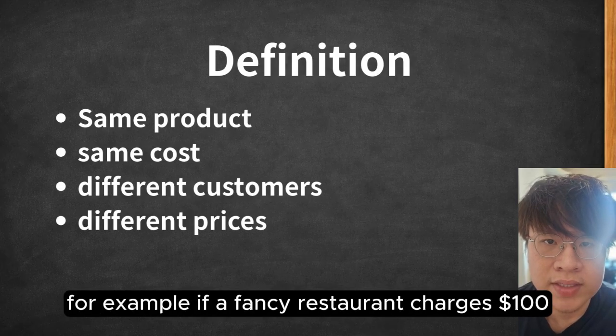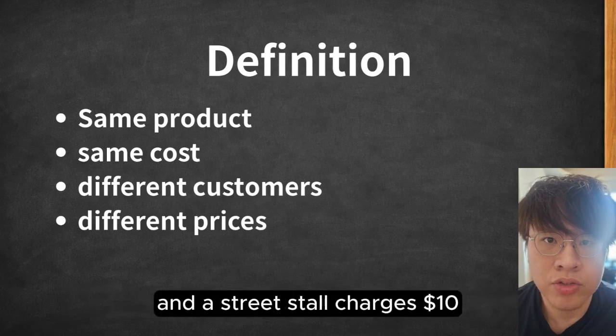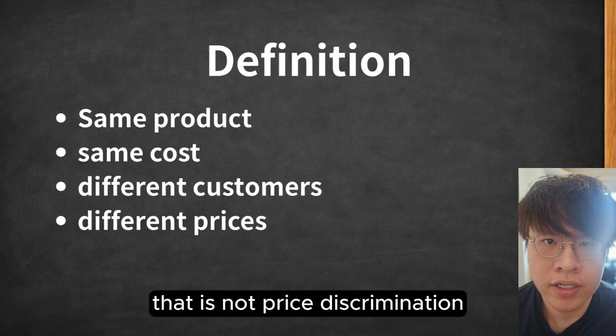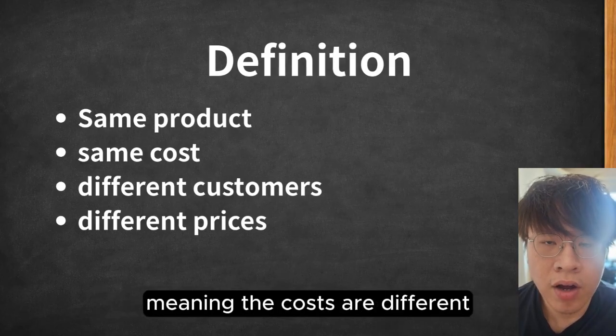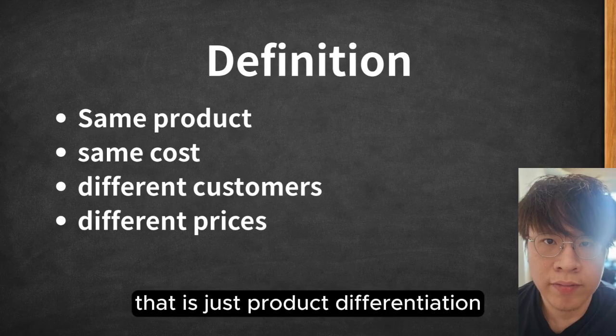For example, if a fancy restaurant charges $100 and a street stall charges $10, that is not price discrimination. The decoration, service, and food quality are completely different, meaning the costs are different. That is just product differentiation.